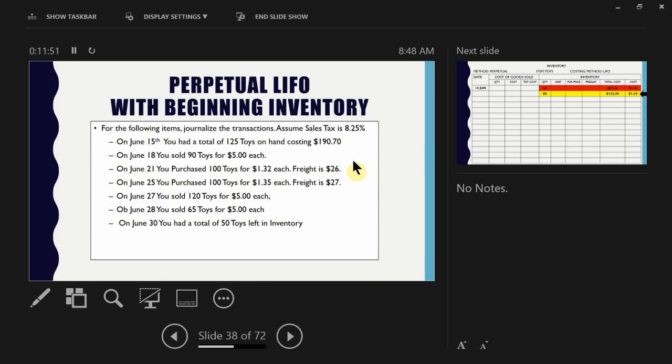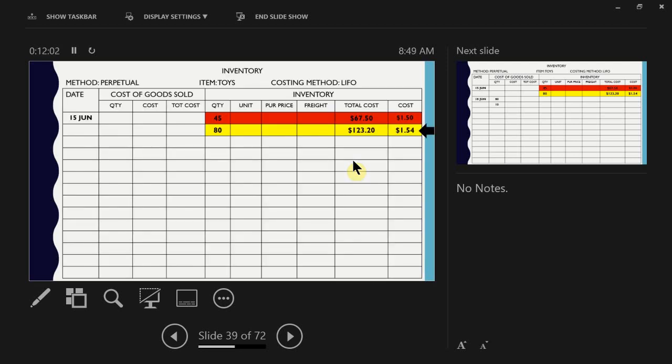So now in this scenario, on June 18th, you sold 90 toys for $5 each. So here, we're going to take a look. Do we have enough in our yellow batch to cover all 90 units? No. So that means we're going to be dipping into both batches here. So we're essentially going to get rid of our yellow batch. And of course, we're still going to follow the last in, first out rule, right? We're going to start from the yellow and make our way to the red.